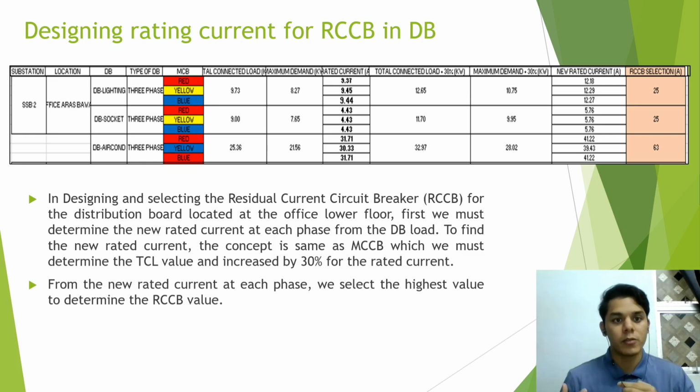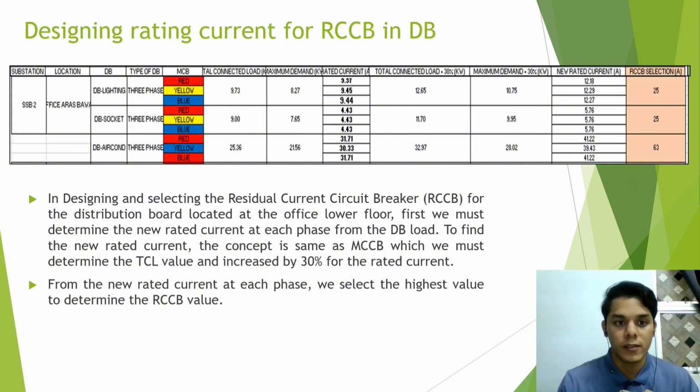Next, how about designing the rating current for RCCB? In designing and selecting the residual current circuit breaker, which is RCCB, for the distribution board located at the office lower floor, first we must determine the new rated current at each phase from the DB load. To find the new rated current, the concept is the same as MCCB, where we must determine the TCL value and increase it by 30% for the rated current. From the new rated current at each phase, we select the highest value to determine the RCCB rating current.